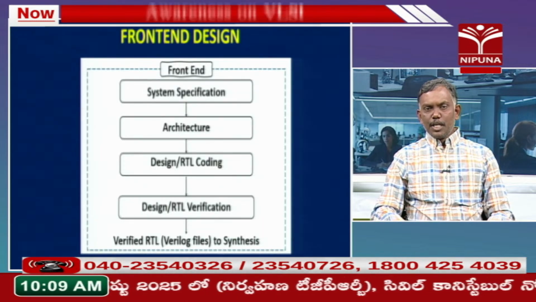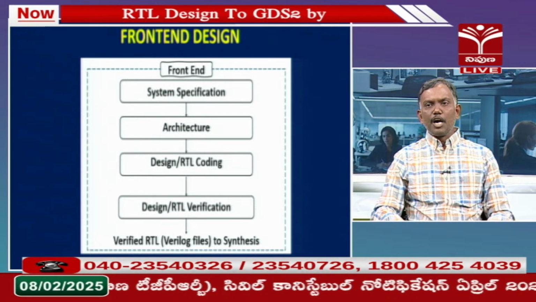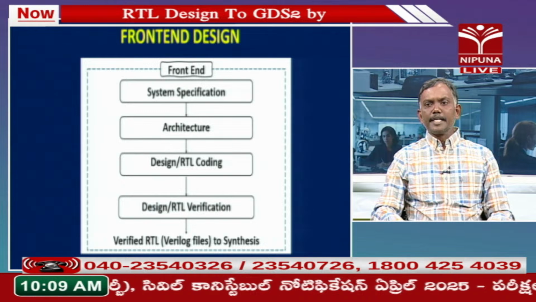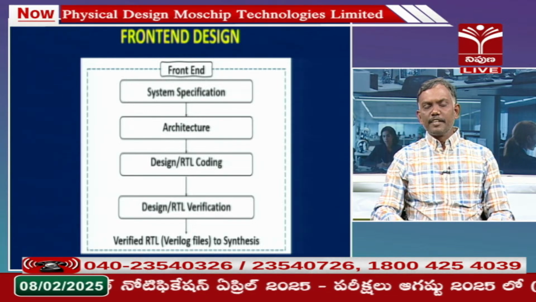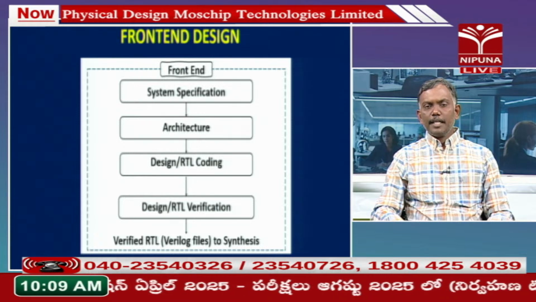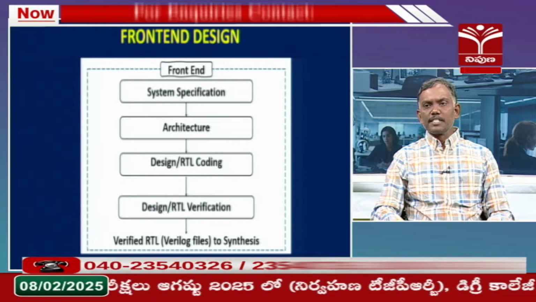Front end design starts with system specification, then architecture or design level, then RTL coding, design verification or RTL verification. These are the different steps in front end design. Then finally the output is Verilog files, RTL files to the synthesis.